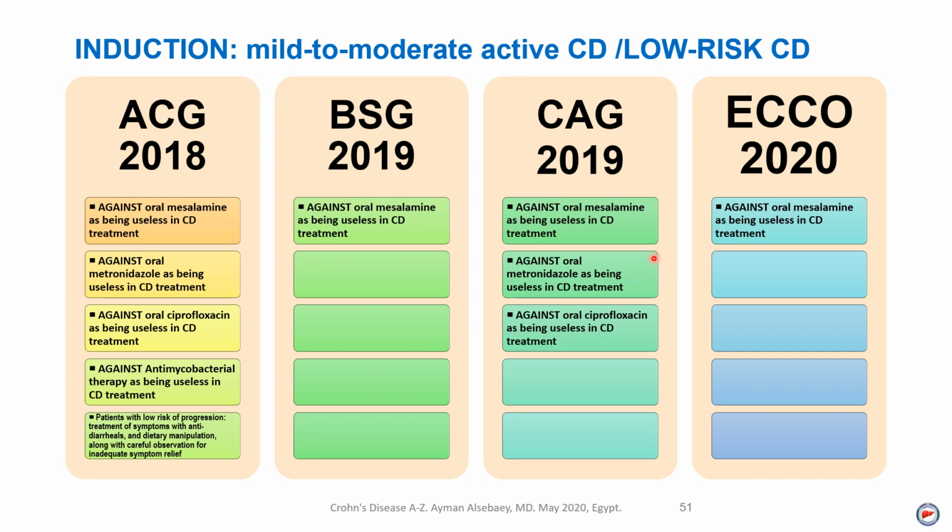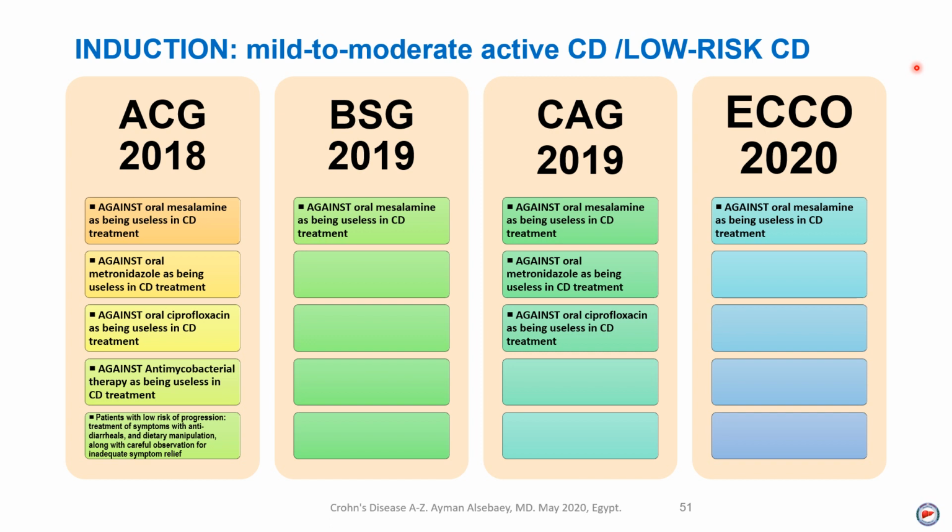Number one, all the guidelines, ECG, BCG, CEG, and ECHO, said one word: against oral mesalamine because it is useless in Crohn's disease treatment, whether intestinal type or colic type. Okay? In the past, they were treating Crohn's disease with antibiotics like ciprofloxacin, metronidazole, and sometimes with antimycobacterial drugs like for TB.